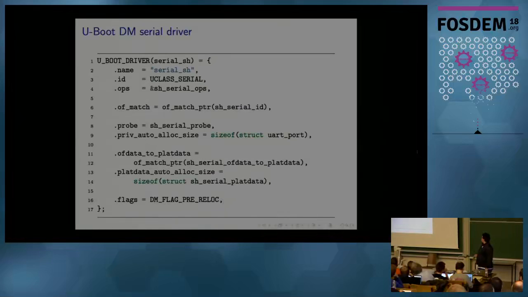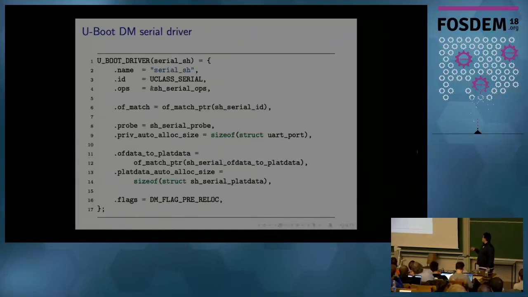Now, what do we have here? If you're matching the device to compatibles, you have to define the of_match. The probe function, obviously, because you need to initialize the hardware. Private data are actually allocated by driver model, so you don't have to call malloc in your driver. You just specify the size of your private data.